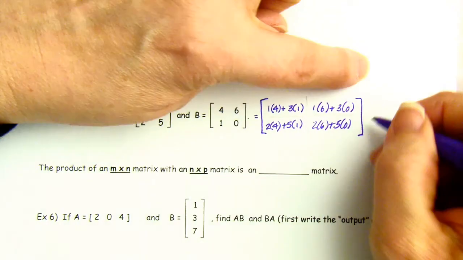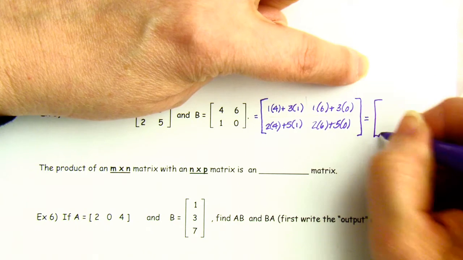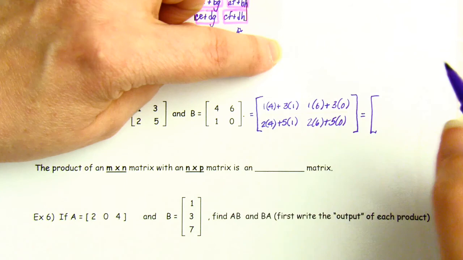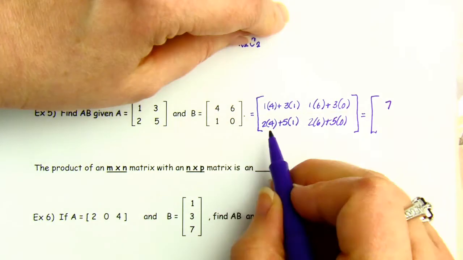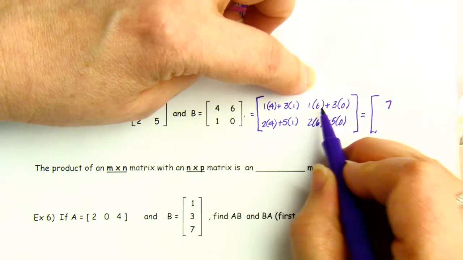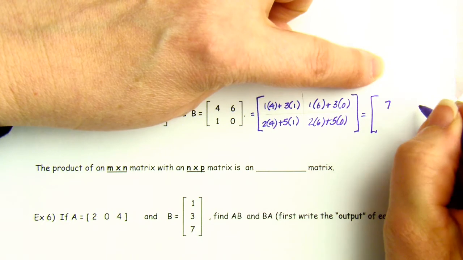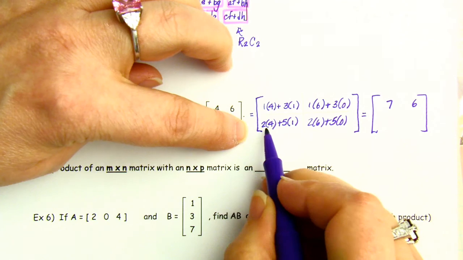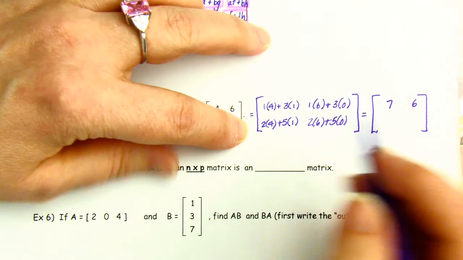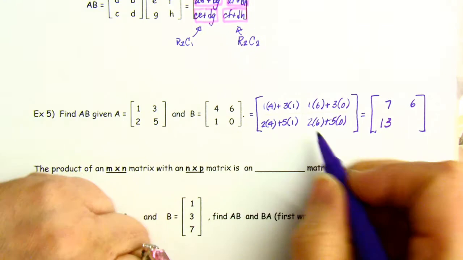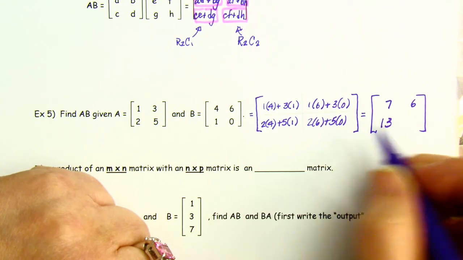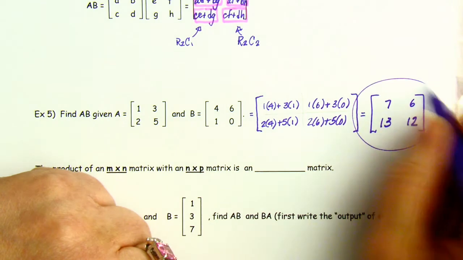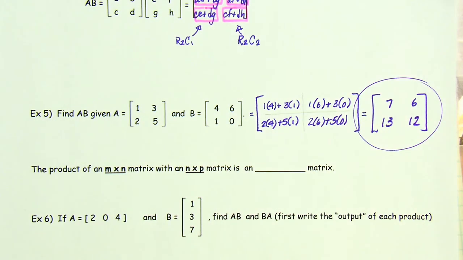All right, let's perform these computations now. 4 times 1, 4, plus 3 times 1, 3. 4 and 3 is 7. 1 times 6, 6. 3 times 0, 0. 0 plus 6 is 6. 2 times 4, 8. 5 times 1, 5. 8 and 5 is 13. 2 times 6, 12. 5 times 0, 0. 12 and 0 is 12. Okay, and this is my final answer after I multiply the matrices together.